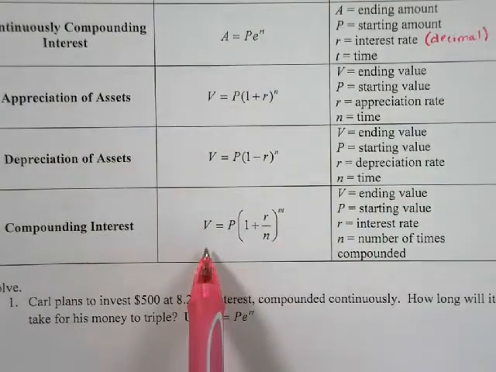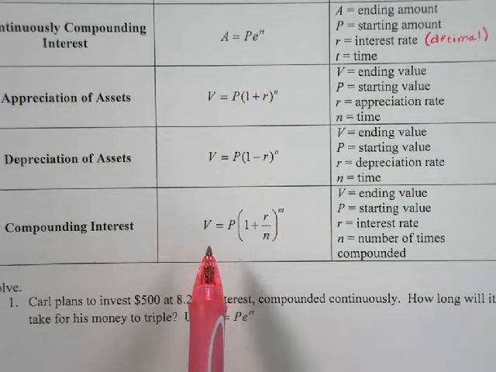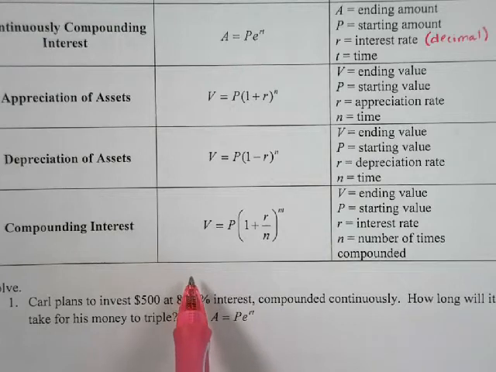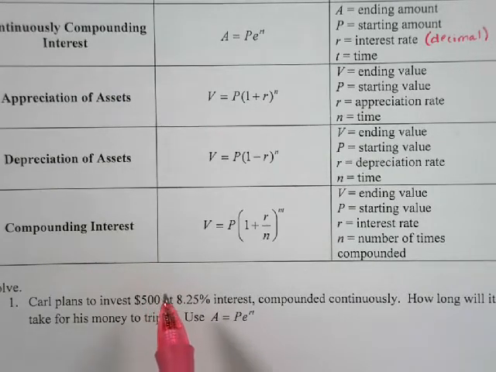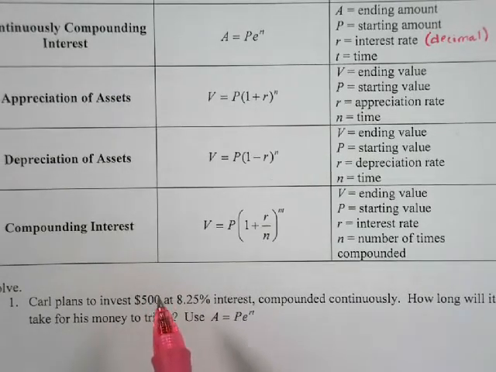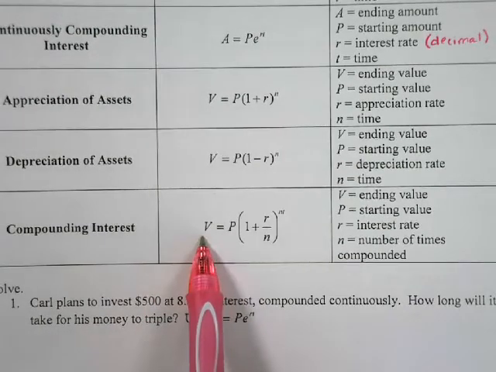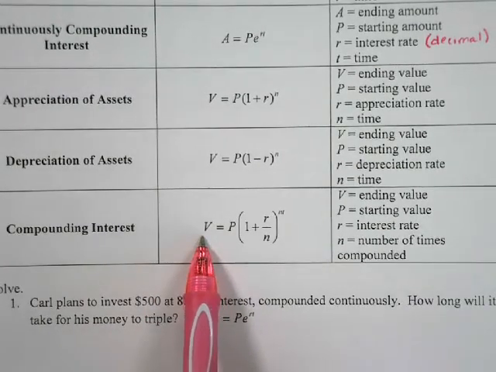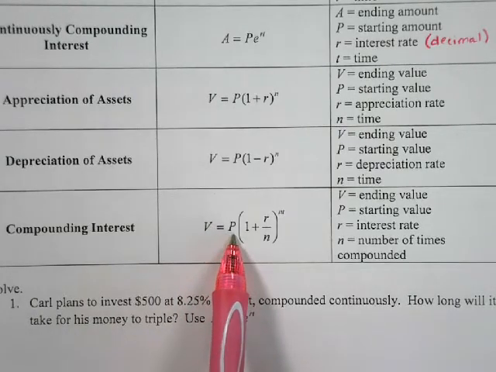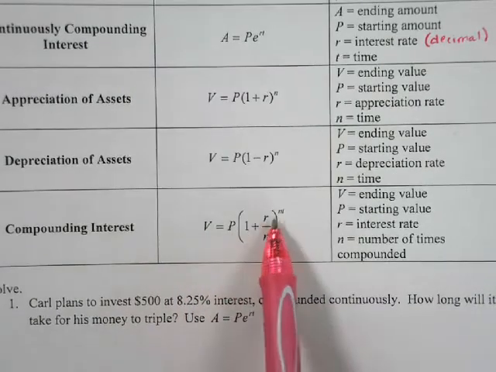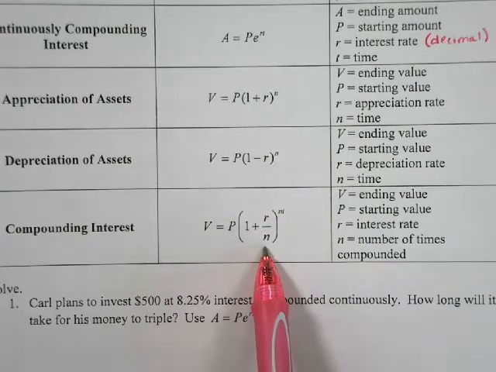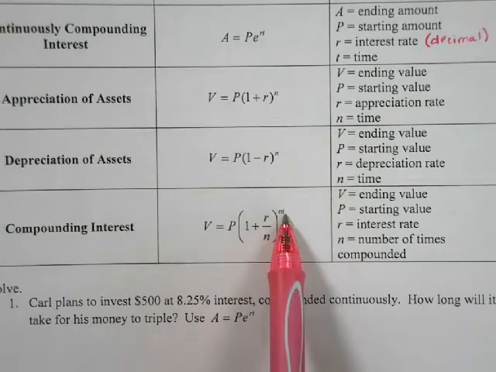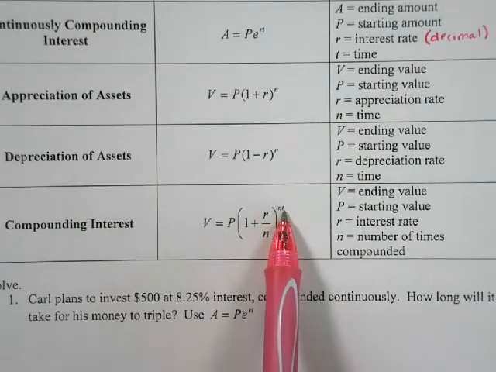All right, compounding interest. This would be if you get interest a certain number of times a year. Okay, so it's not continuously compounding your interest. They calculate your interest monthly or something like that, or every week, or once a year. Okay, so my V is my ending value. Again, P is my starting value. 1 plus R is my interest rate, again as a decimal, then the number of times it's compounded, and t is time. So how long it's going to be in your account.